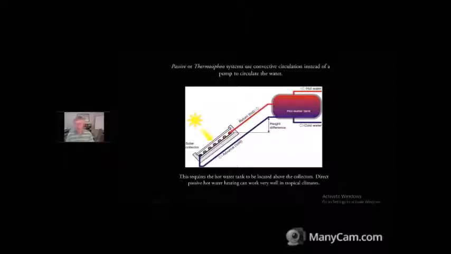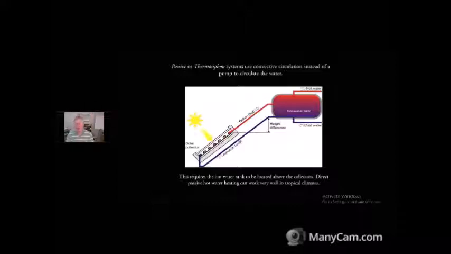These kinds of systems can work very well in tropical climates. What you're seeing here is also what's called a direct system, which we're going to get into in a minute, which basically means that we are running the hot water directly through the solar collector. And so this is a very simple system, but it does require that you have the capability of physically supporting your hot water tank up high.